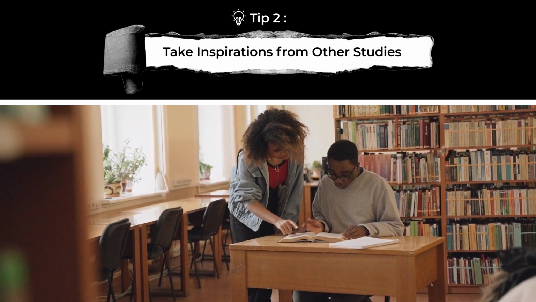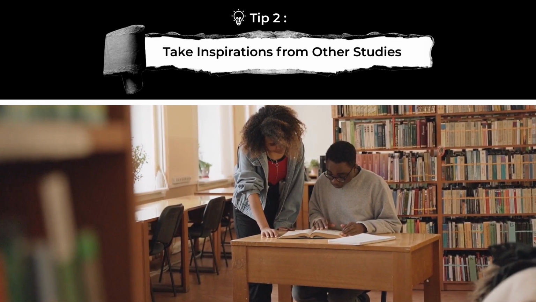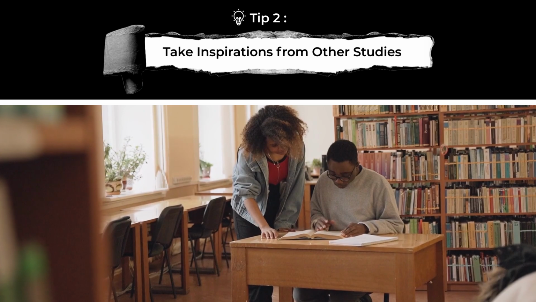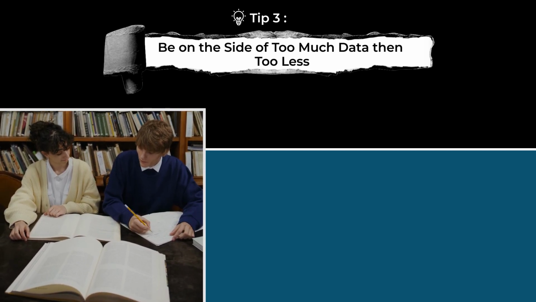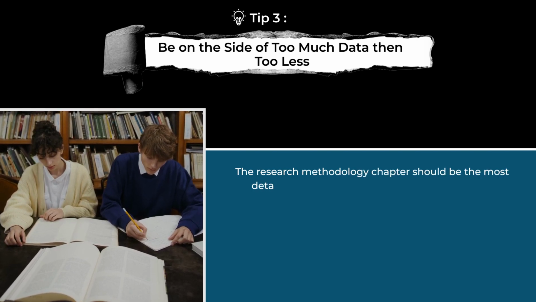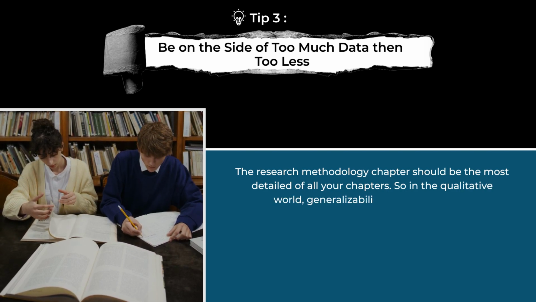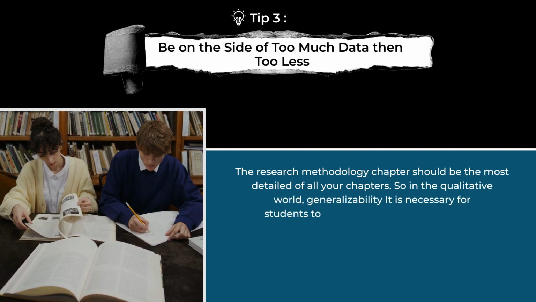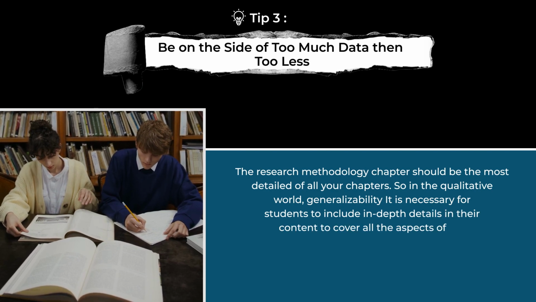So, what should you include in your research methodology, and what shouldn't you? Maintain it in a table, graph, or other formats. One of the research goals is that it should be replicated in other contexts outside of your own, at least in theory. Therefore, the research methodology chapter should be the most detailed of all your chapters. So in the qualitative world, for generalizability, it is necessary for students to include in-depth details in their content to cover all the aspects of the project.